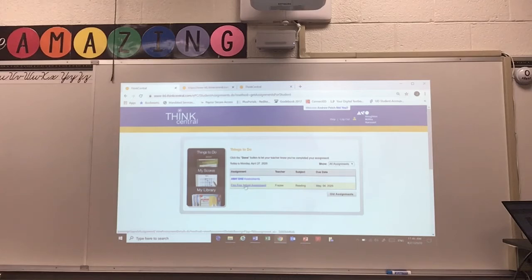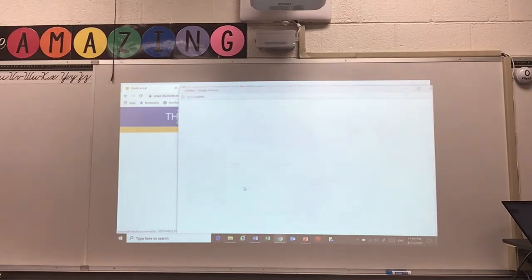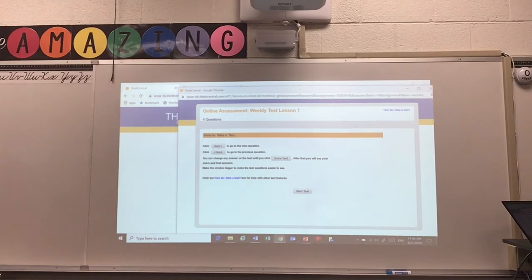So you're going to click on the test. Now you're going to actually have to click on this twice. Let me show you what happens. I'm going to click on it once, and it didn't do anything. It just says that it's due. It just tells me that I have to do it. In order to actually take the assessment, you then have to click on it again. So I'm going to click on it again, and here are the directions.